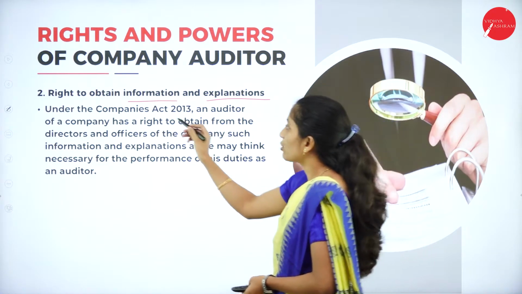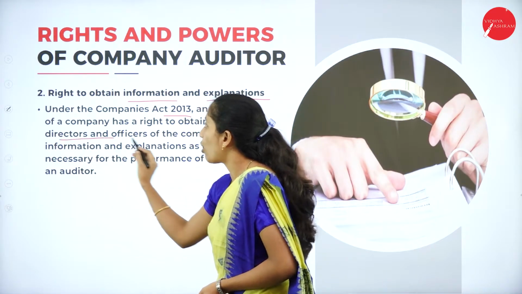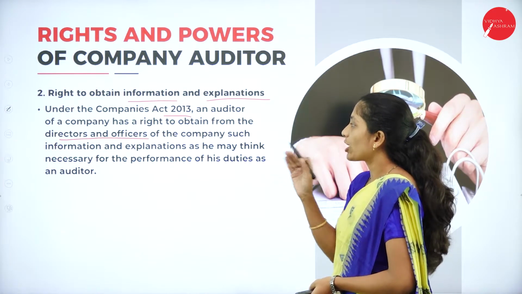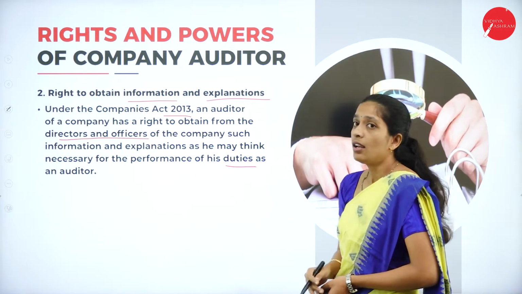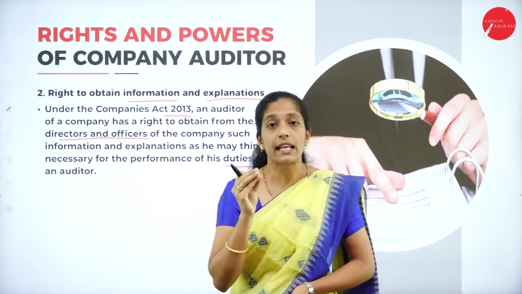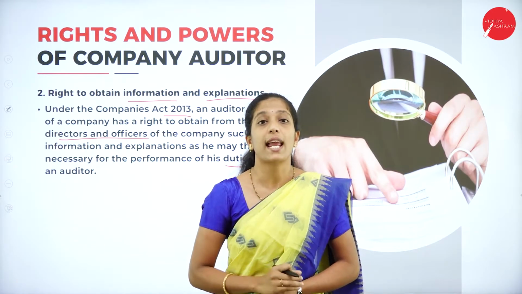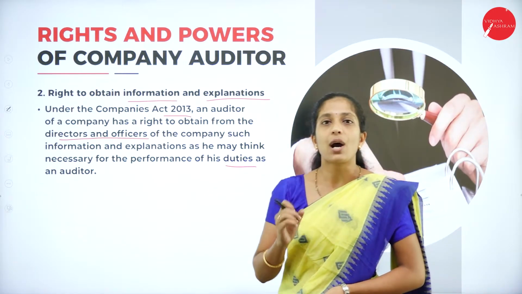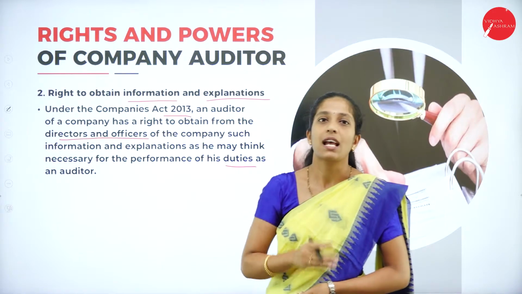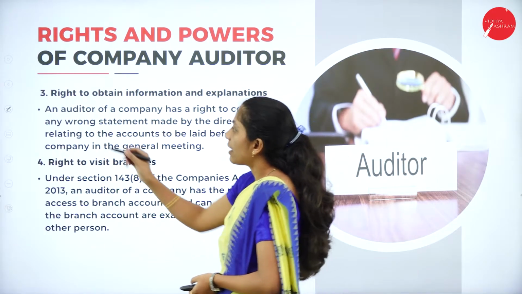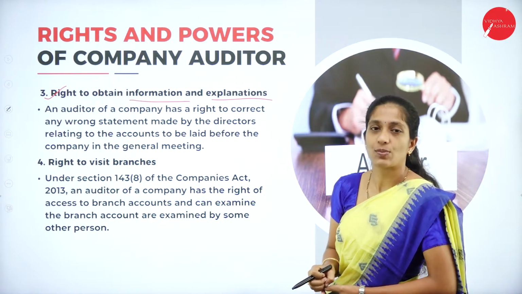So, under the Companies Act 2013, an auditor of a company has a right to obtain from the directors and officers of the company such information and explanation as he may think necessary for the performance of his duties. So, in order to conduct his duties, if he needs any clarification or explanation from the company staff, that is client staff, he has a right to take that information as well as explanation. So, without any hesitation, he can consult the client staff for the clarification as well as any explanations. And the next one is right to obtain information and explanation. Let us see from whom he has a right to obtain information as well as explanation.